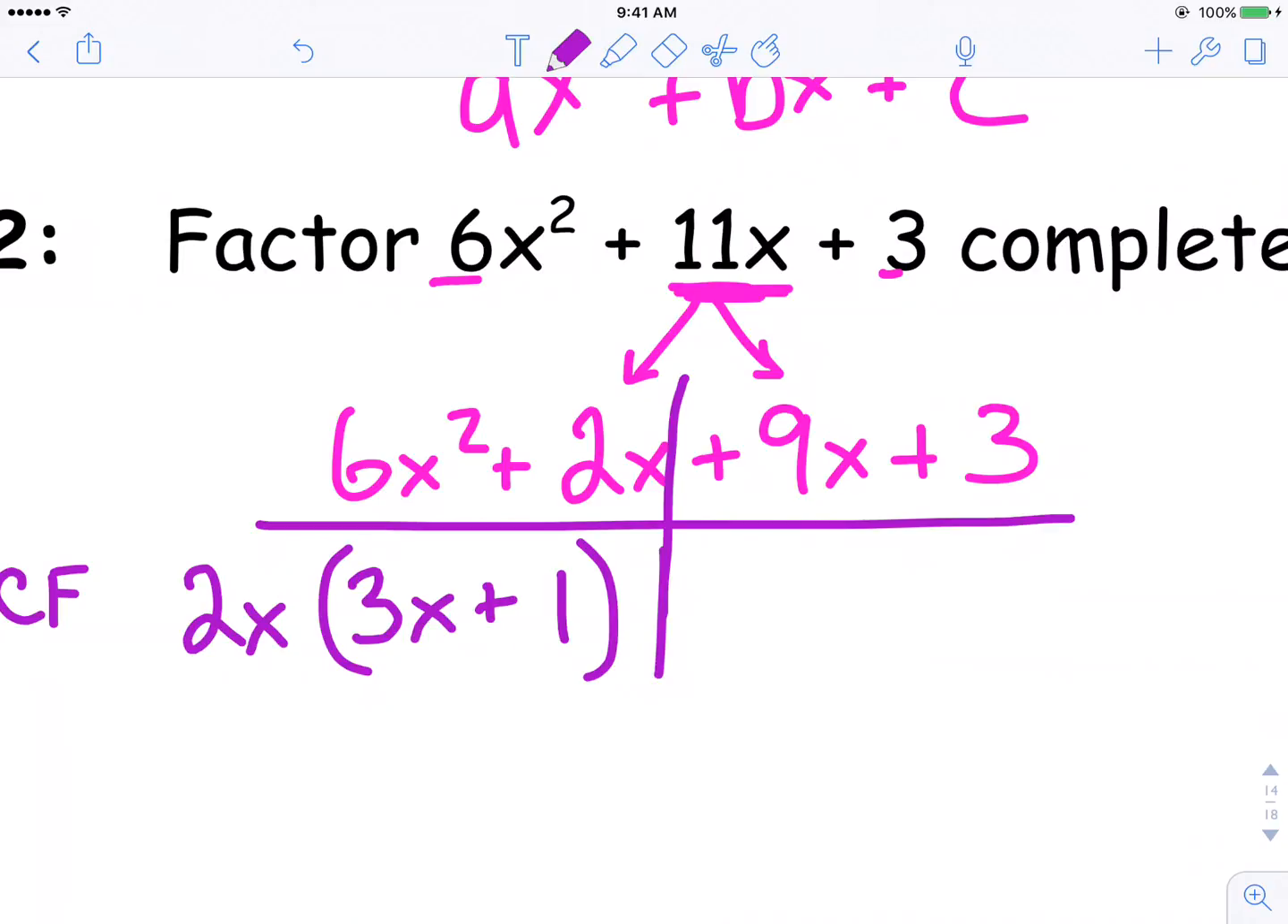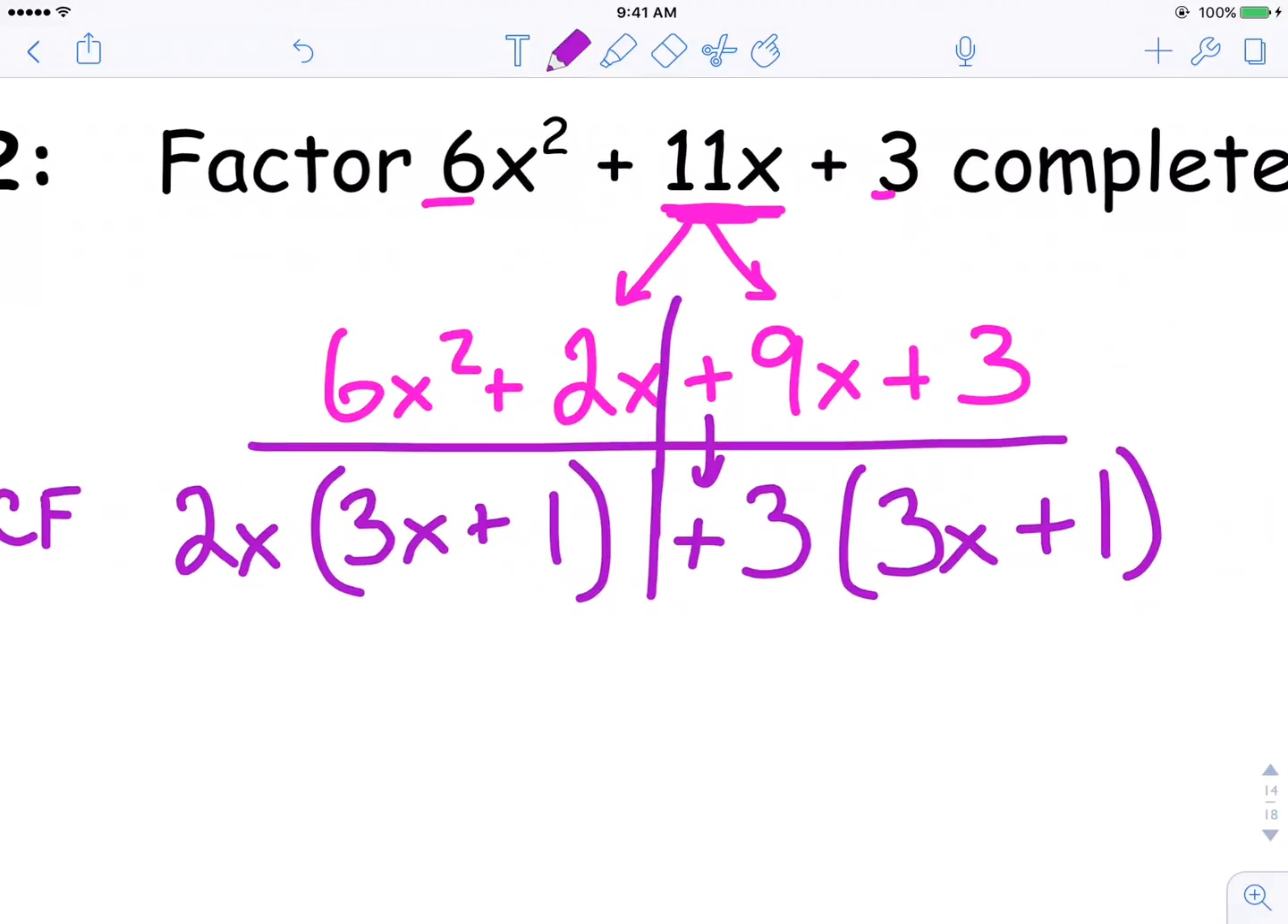Factor the second set, 9x plus 3. Because this is a positive, I'm going to bring a positive down. And then I look, well, what's the common factor between 9x and 3? Both of them are going to divide by 3. If I divide 9x by 3, I get 3x. If I divide 3 by 3, I get 1.